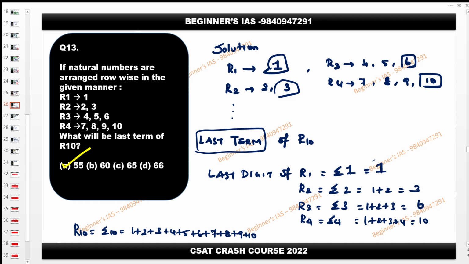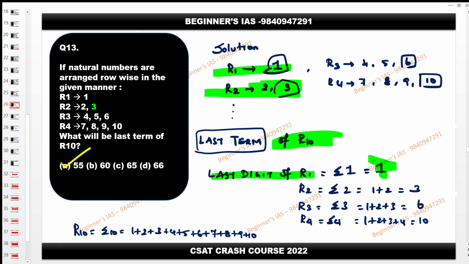The simple thing is, listen how to solve this question. R1 is 1, R2, and so on, up to the last term of R10. First, understand here. The last digit of R1 is equal to 1. The last digit of R2 is equal to 3, right? How could you get the 3? It is the summation of that row 2, the summation 1 plus 2, therefore 3.